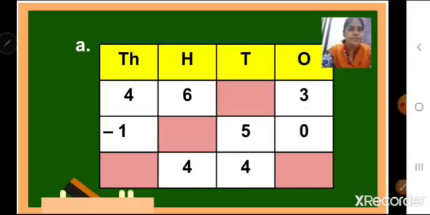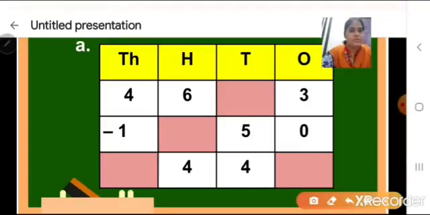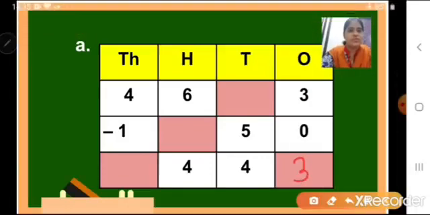In ones place we have 3 minus 0. Now 3 minus 0 is 3. So you will write here number 3. You can use a colorful sketch pen here for writing the number 3.